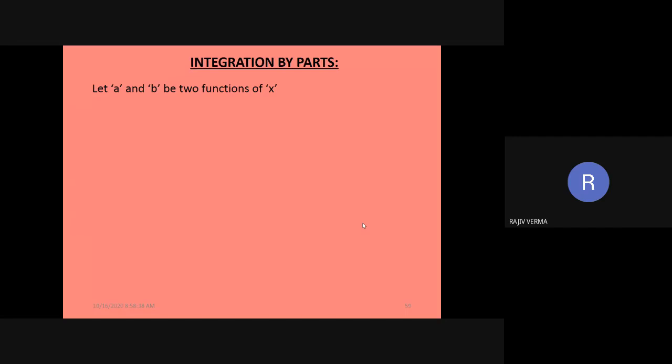So let there be two functions a and b. Both are functions of x. So we simply multiply a and b together. Of course, a and b when multiplied together can give you another function. But intentionally, for the time being, I am keeping these two functions in a multiplication form. I am not replacing the product of a and b with another function. So we have two functions a and b. They have been multiplied together. And the next step is we take their differentiation.